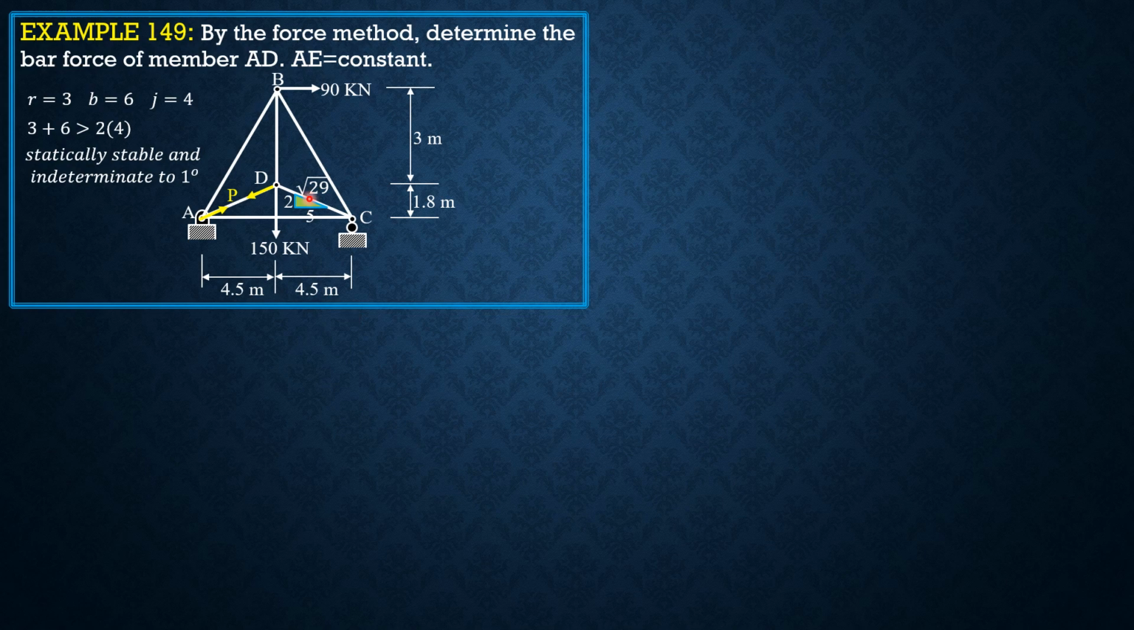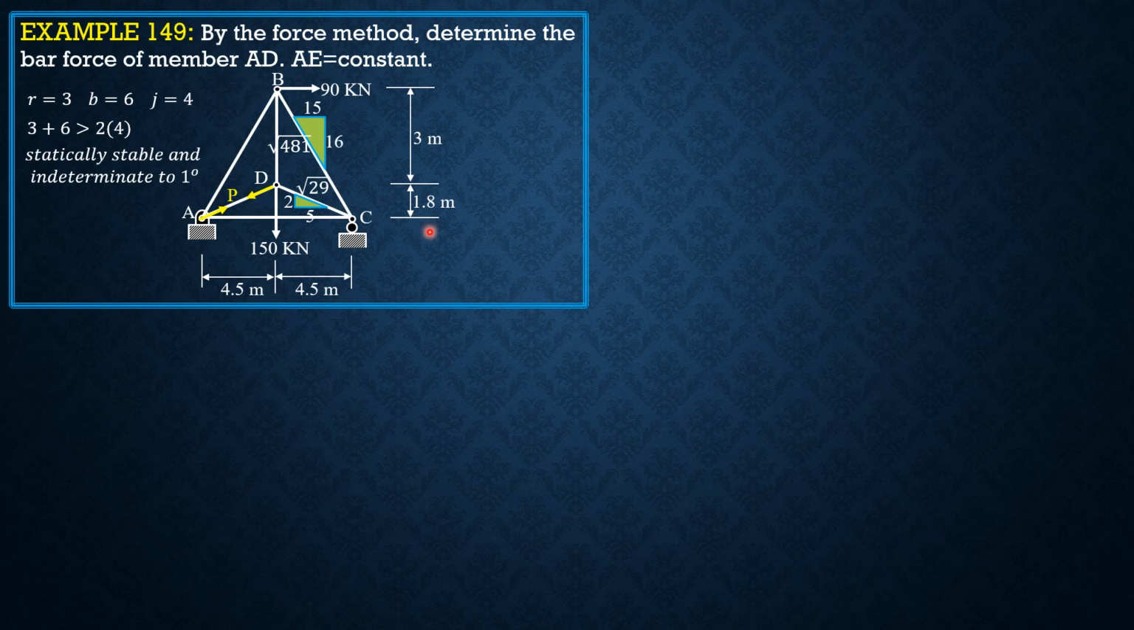The reactions are, by the way, the slope of this is 1.8 vertical, 4.5 horizontal, so the common factor is 0.9. So 1.8 divided by 0.9 is 2. 4.5 divided by 0.9 is 5. Therefore the hypotenuse is square root of 29. For this inclined member, these two, as well as AD, have the same slope. AB and BC have the same slope.